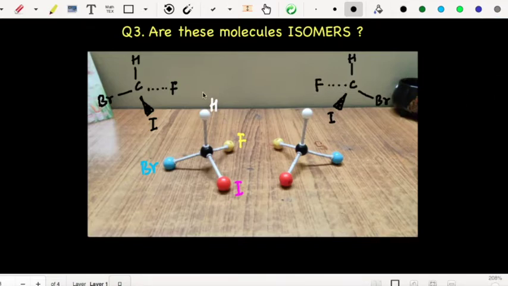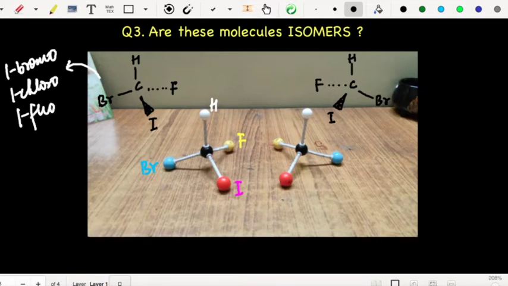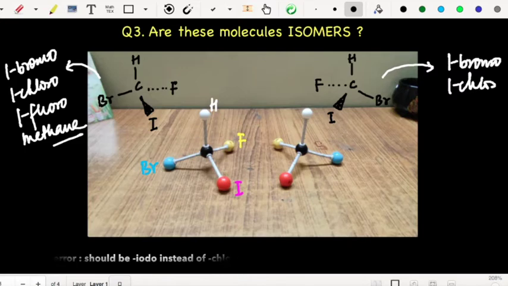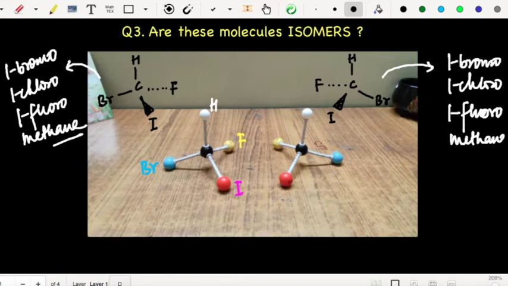If I try naming the molecule on my left, this is essentially a methane molecule from which we have removed some hydrogen atoms and replaced them with bromine, fluorine and iodine atoms. So this is essentially 1-bromo, 1-chloro, 1-fluoro methane, right? Similarly, if I try naming the molecule on my right, these will be named 1-bromo, 1-chloro, 1-fluoro methane. So these two molecules have the same IUPAC name.